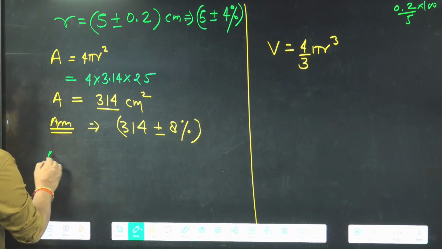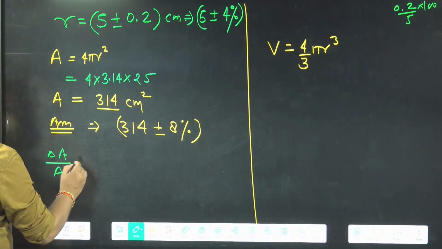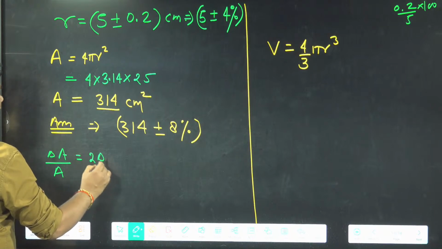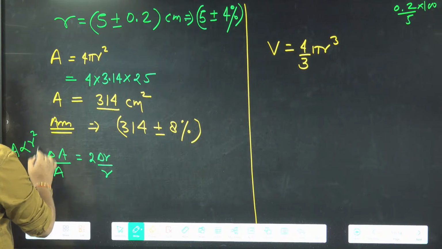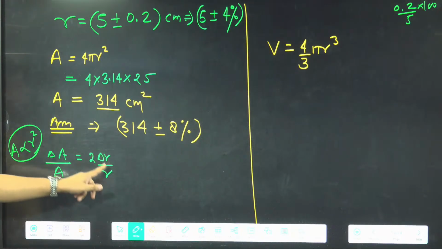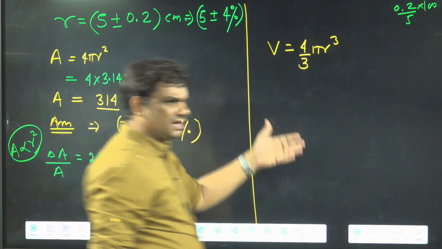Otherwise, you can calculate this way also: delta A by A equals 2 delta R by R, because you know A is proportional to R square. So this way also we can calculate, but directly we can find.